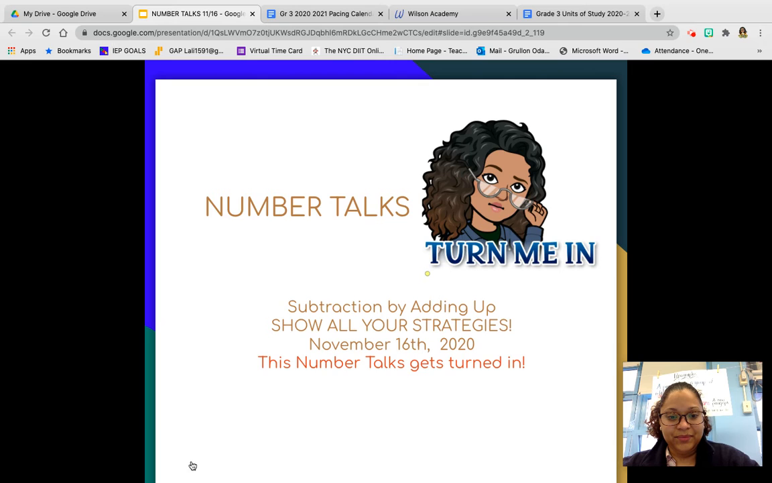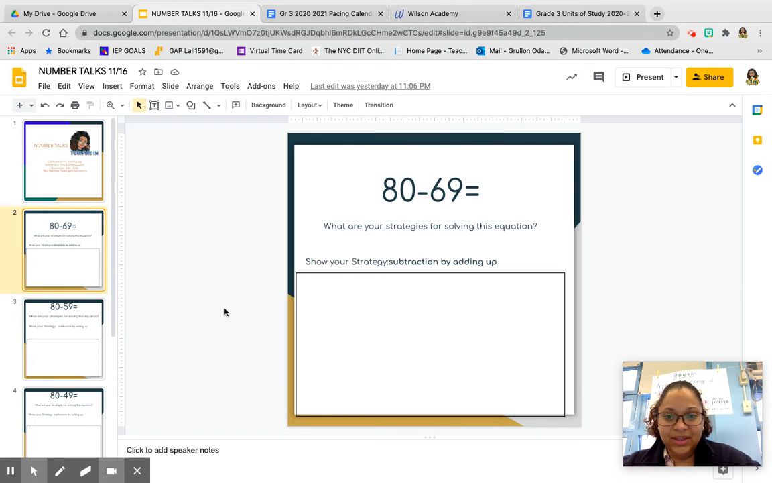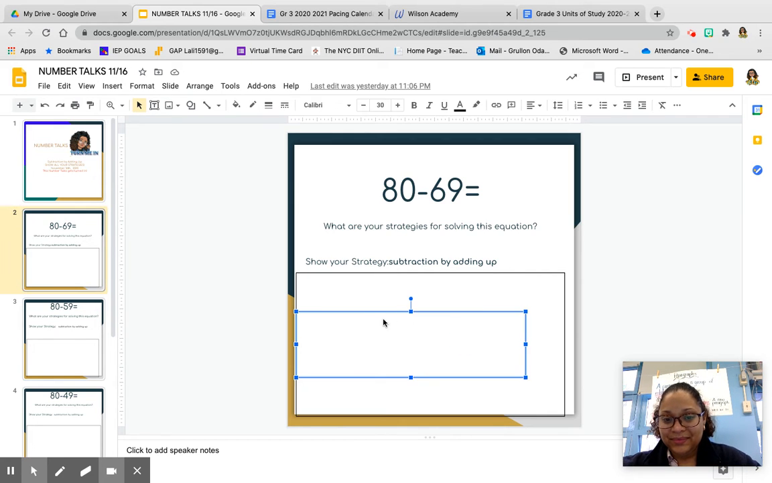All right. So here we have 80 minus 69 equals. I want to remind you of your number talk strategies, of your number talks hand signals. So this means that you're thinking. This means you have the difference, which is the answer to your subtraction sentence. And then every finger that you add is the different number of strategies that you have.